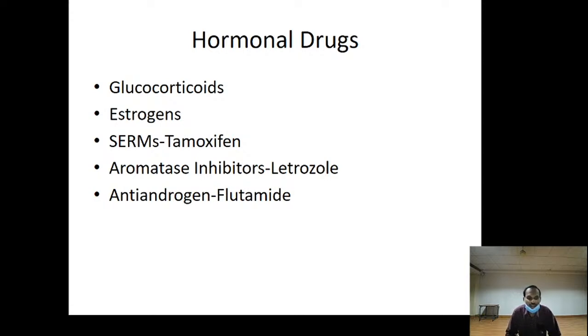The other regimen is called FOLFOX. FOLFOX is 5-fluorouracil, leucovorin and oxaliplatin. This is used in colorectal cancer. FOLFOX is used in colorectal cancer. There is another one called FOLFIRI.